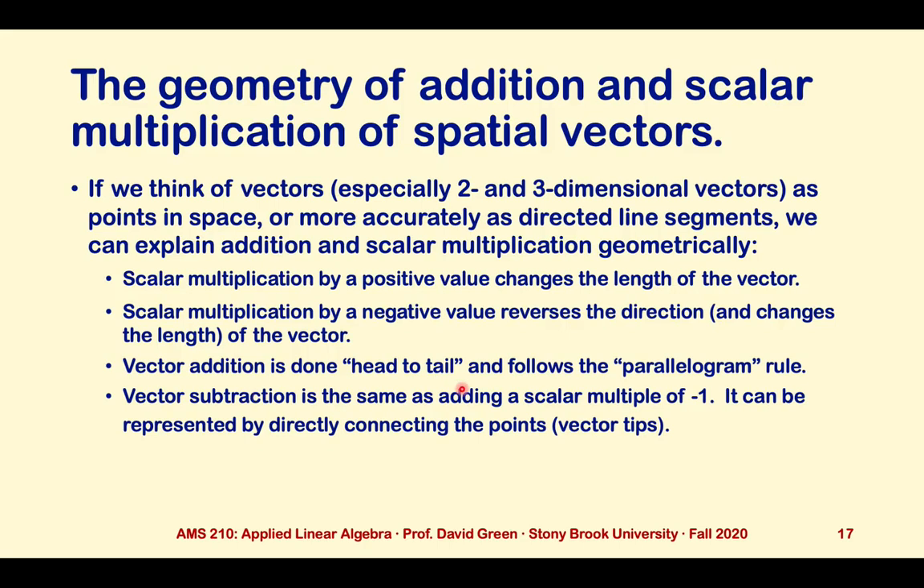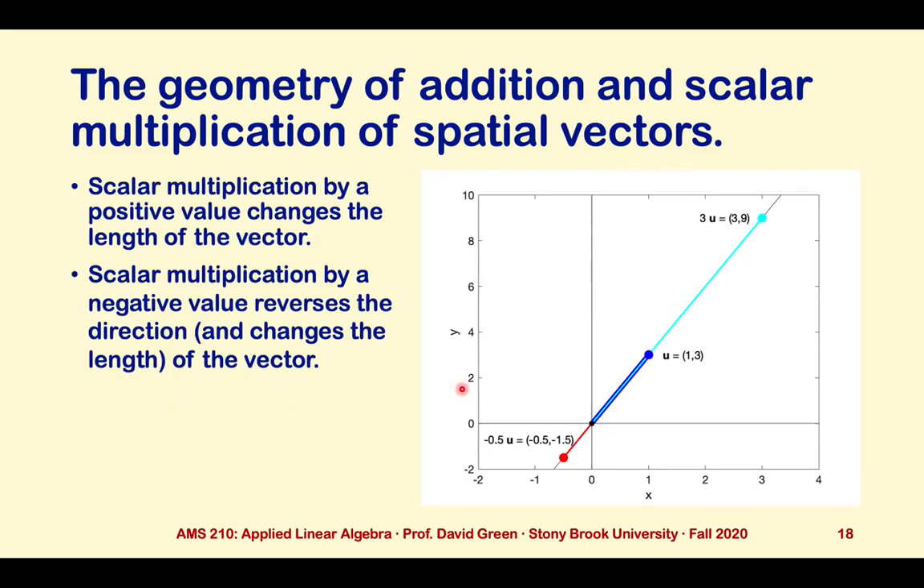All right, so that was just a bunch of words. Let's put some pictures associating this. Scalar multiplication by a positive value changes the length of the vector. Imagine that we start with a vector u, represented by the point (1, 3), x equals 1, y equals 3, the directed line segment that goes from 0 to that point.